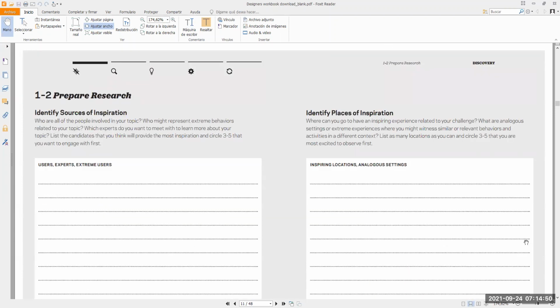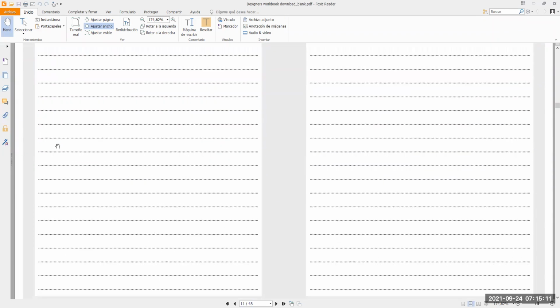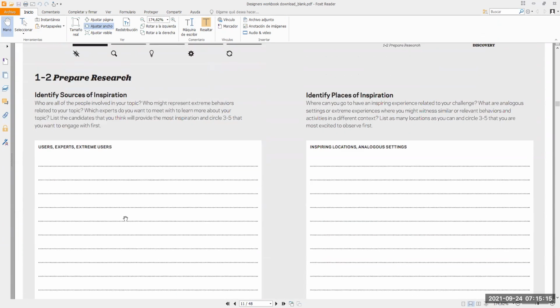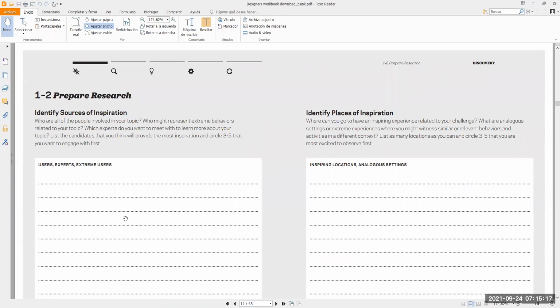So this is where we are, guys. Now we are going to prepare a research, and that's something that we will be doing next week independently. That will be part of your homework for the next week. So the very first thing, as you can see here, they say identify sources of inspiration. And by sources, we mean people. So here, what you gotta put is just names of people who can give you a hand with your project.